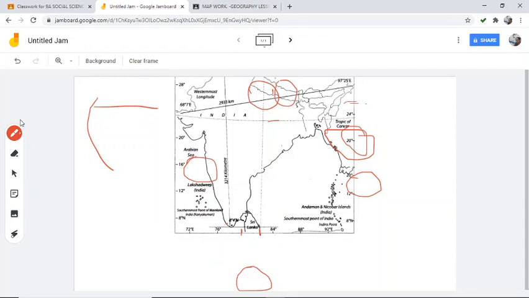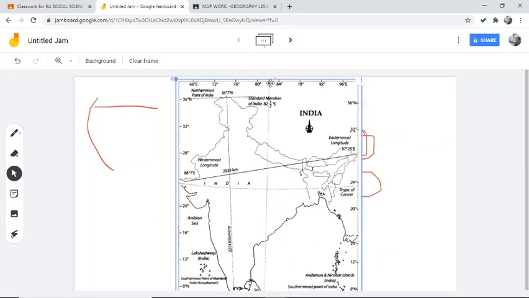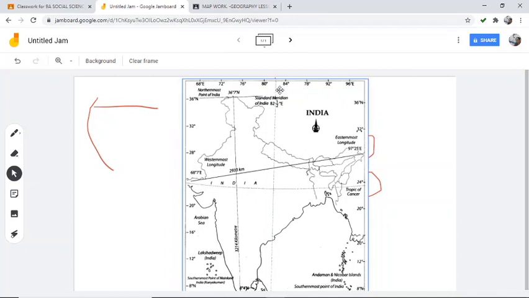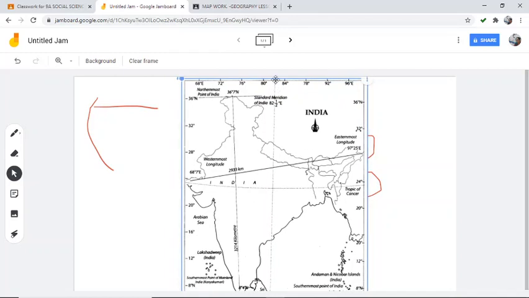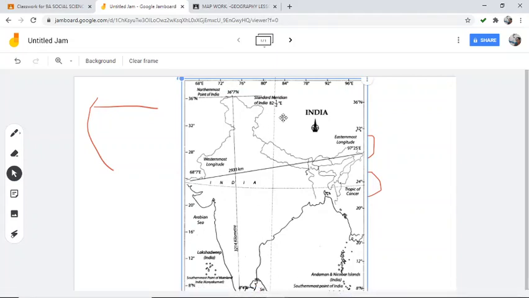Then what you have to do? Keep the scale north to south, and then connect those two areas. Okay, this is a marked area. I moved the map. From here you connect down where we marked, and that will be your standard meridian of India, that is 82.5 degrees.